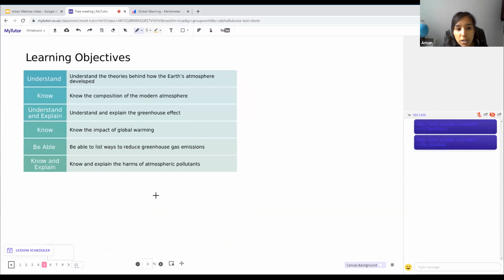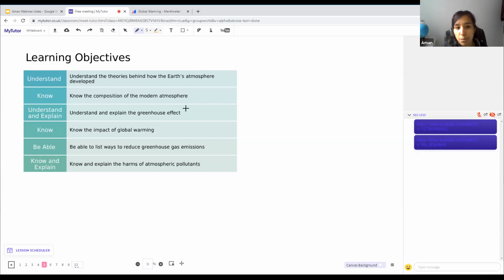So these are the learning objectives that we covered with the Earth's atmosphere. I just thought we'd recap them, make sure everyone's happy with them. So we started off by understanding the theories behind how the Earth's atmosphere developed. So hopefully you remember we talked about how volcanoes erupted and produced the main gases in the Earth's atmosphere today. And when they produced them, there was mainly carbon dioxide in the early atmosphere, but today, as we discovered earlier, the main gas is nitrogen, and carbon dioxide has gone right down to 0.04%.